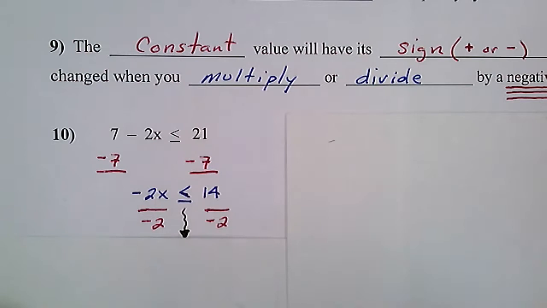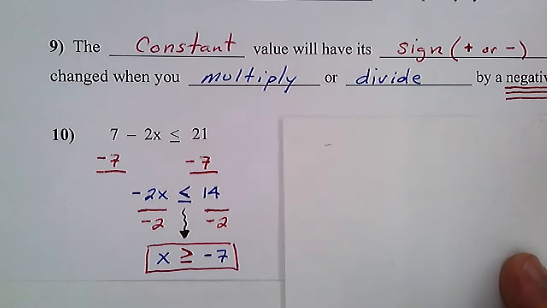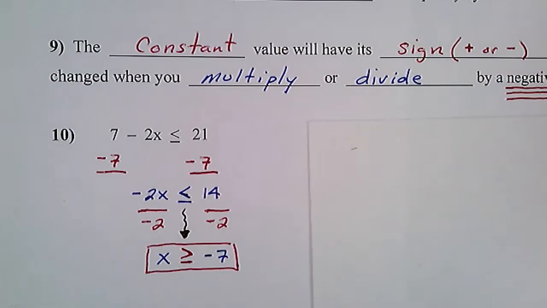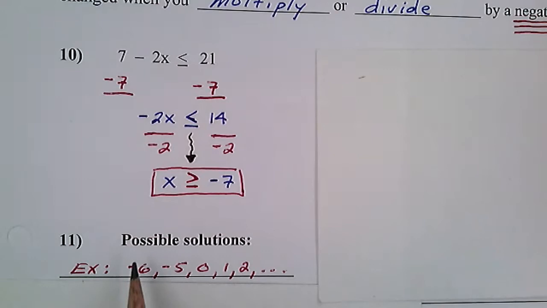Okay, so whenever we take that constant and it's a positive and then it gets changed to a negative or vice versa, we have to reverse our symbol. So this would be x is greater than or equal to negative 7. Okay, and then possible solutions would be anything that is greater than negative 7. So for example, negative 6 is actually greater. Even though it's a negative, it's greater. Negative 5 is greater. 0, 1, 2, right?